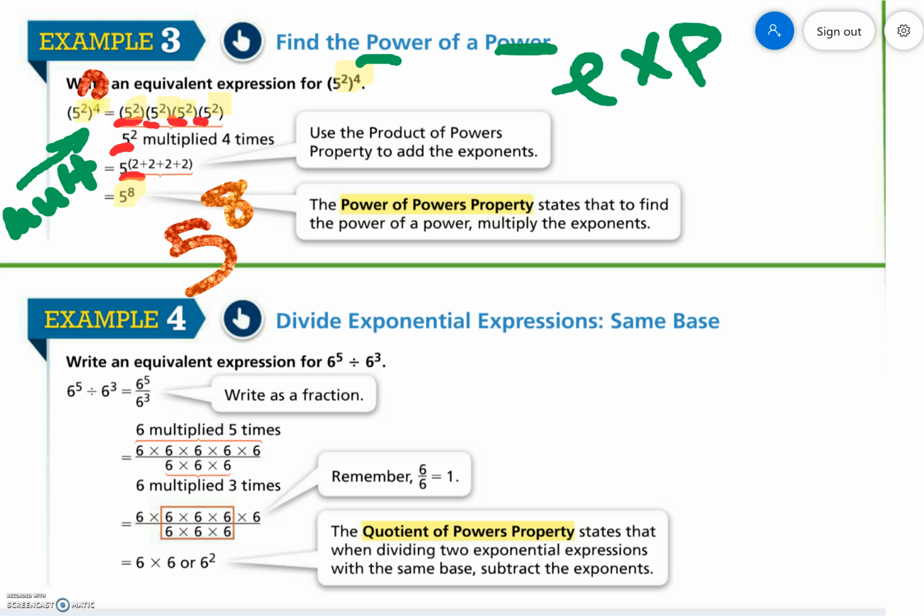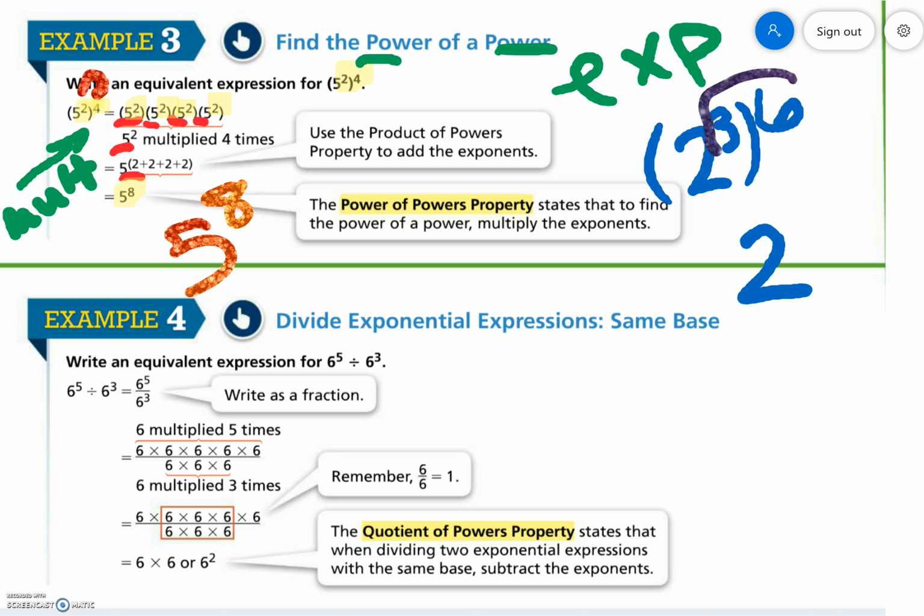So since there's no try it, I'm going to write one in. I expect you to write it as well. If we have 2 to the 3rd power raised to the 6th power, we keep our base of 2. And what are we supposed to do with our exponents? Multiply them. 3 times 6 gives me 18. So that's the power of a power property.